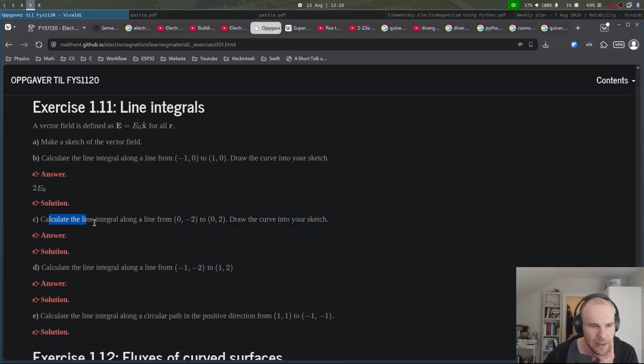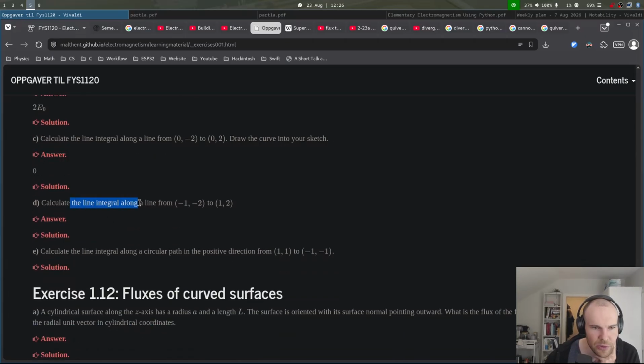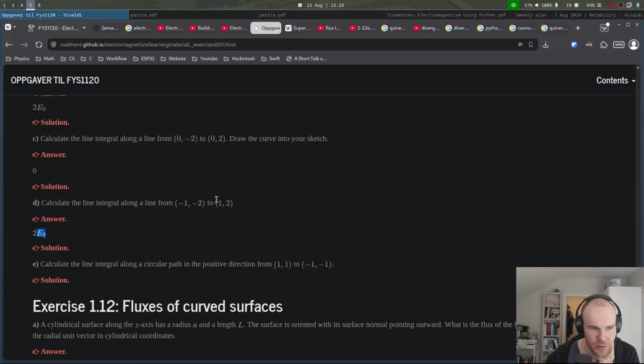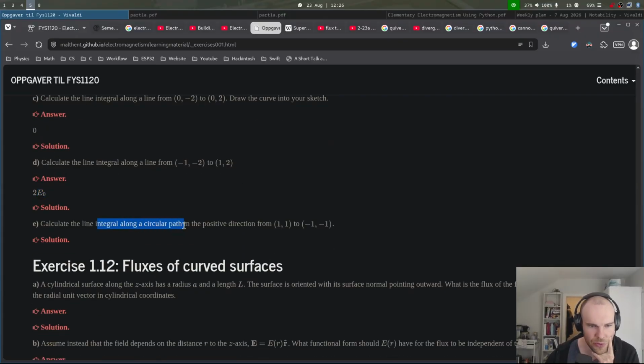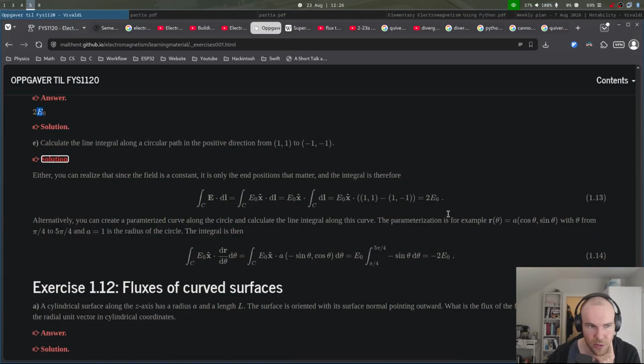Calculate the line integral from 0 to -2 and 0. That's 0. This is uniform in the x direction, and this is just in the y direction, so that's 0. Calculate the line integral along a line from -1 to 1. It should be the same. Again, it's just the x component that matters there. Now calculate the line integral along a circular path, but again it's the same, from 1 up to -1, in the positive direction, so this is going to be positive, 2 E0. You can do all this complicated stuff, but it's just 2 E0, it's the same.